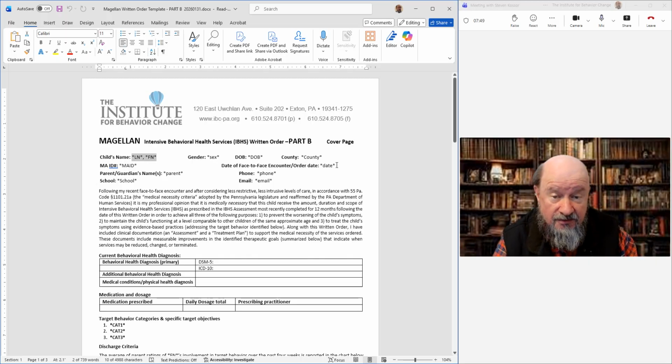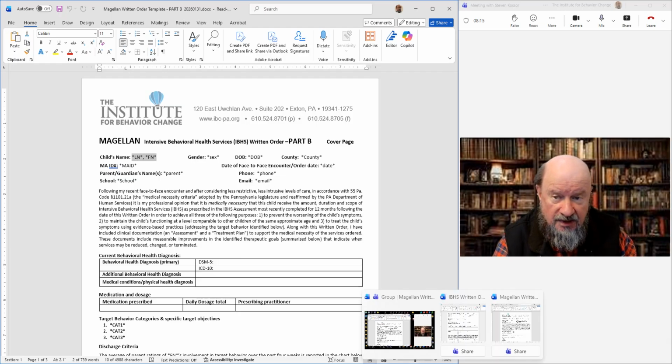The date of the service, again, is in MMDDYYYY format. We need the name of the parent. It has to be spelled correctly. We need their phone number. You have to check that for accuracy. You'll need the name of the school, especially if we're providing services in the school, and we need the parent's email address.